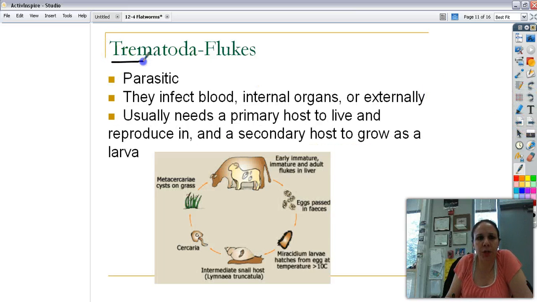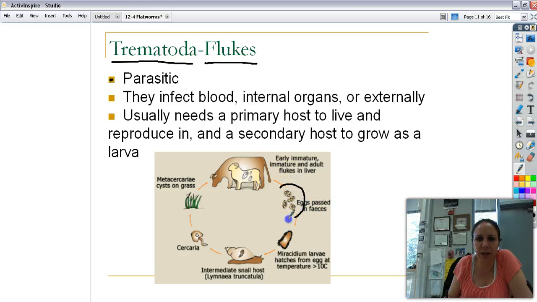There's class Trematoda, which include things called flukes. Like I said, these kind of look like leeches, but without the segments, and they're not nearly as thick. These guys are parasitic. Typically, they like to hang out in your blood, your internal organs, or on the outside of your body. They need a primary host to live in and to reproduce in, and a secondary host to grow as a larva. So they actually need two different animals.